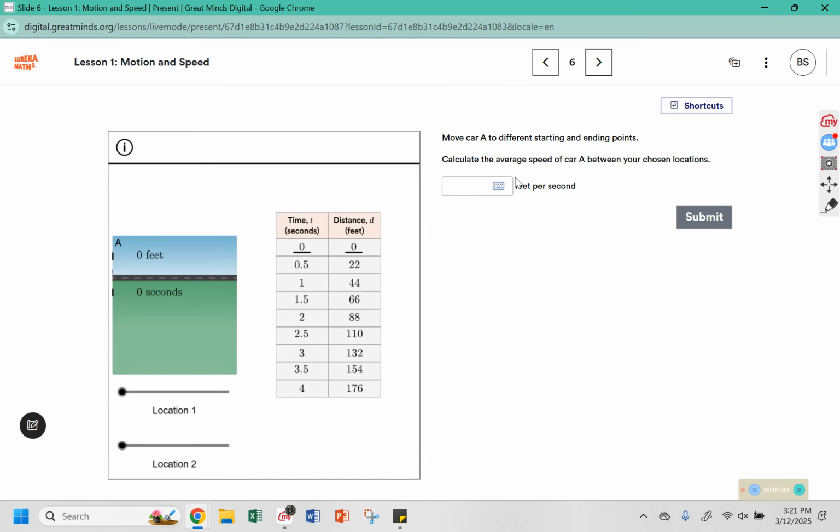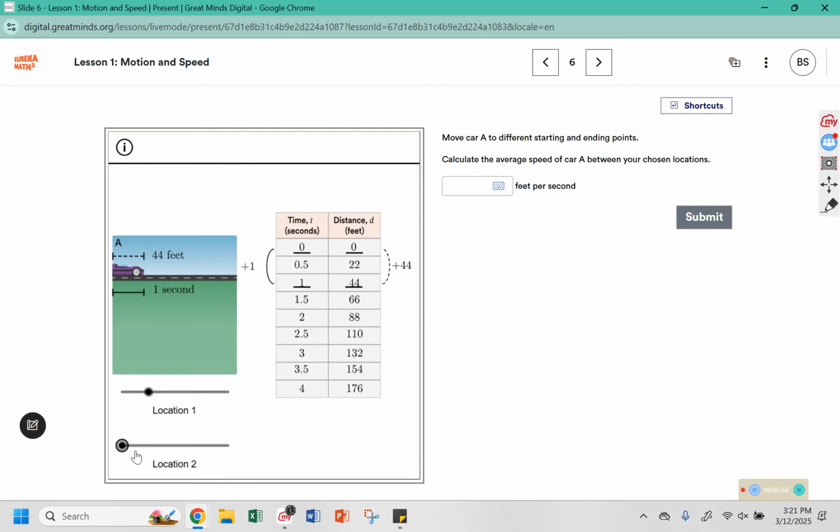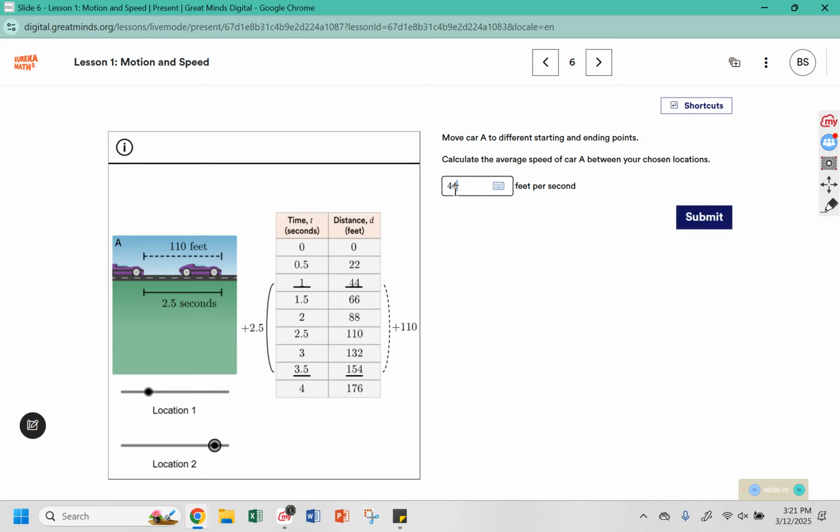Move car A to a different starting location and starting and ending points. Calculate the average speed of car A between the chosen locations. The total distance traveled here from 44 to 154 is 110, and the total time from 1 second to 3.5 seconds was 2.5 seconds. So 110 divided by 2.5 is 44.